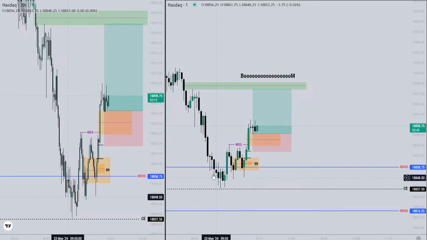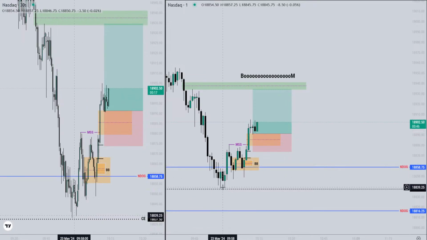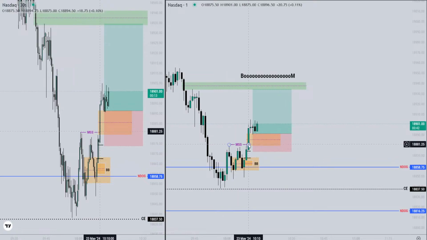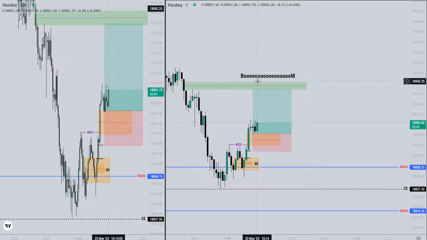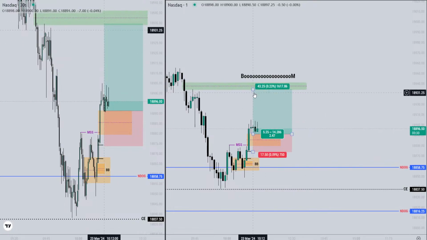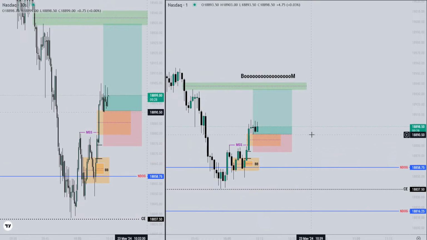Look how beautiful the setup is. The market came here to the new day opening gap, consequent encroachment, a nice market structure shift, a very perfect market structure shift, fair value gap, breakaway gap, boom, immediate reaction, boom. Is it going to work? I don't know, but it should work.